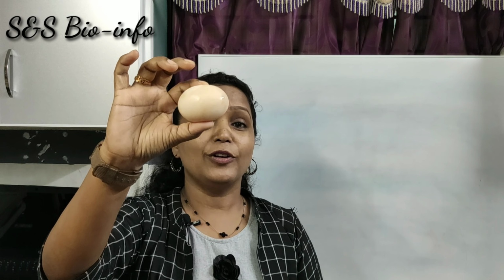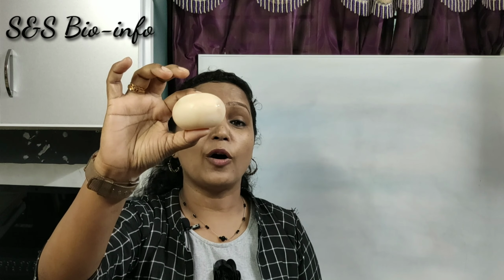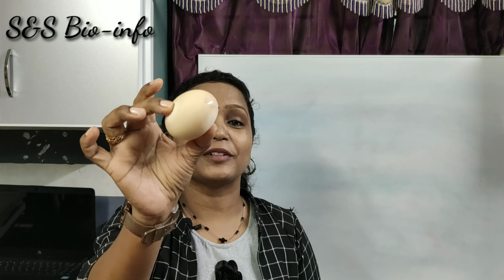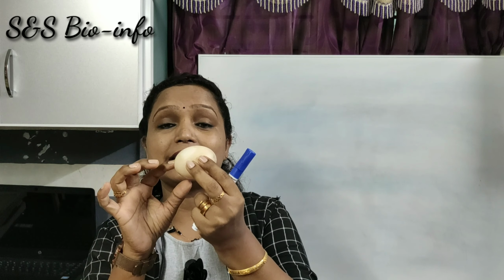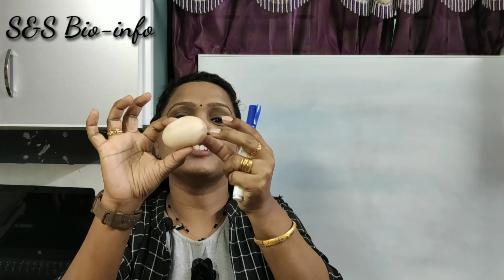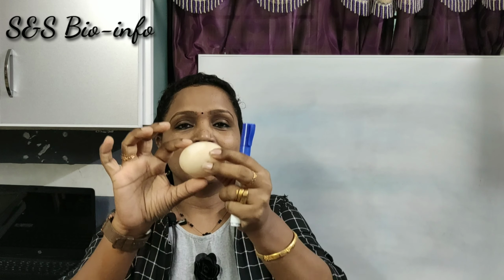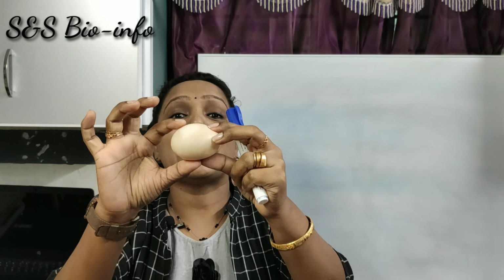Then have you seen a soft egg like this? You look at this, you can see how soft it is. Do you want to know how I made this soft egg? I kept the egg in vinegar or acetic acid for 2 days. After 2 days, the outer hard shell of the egg dissolved in acetic acid so that I got the soft egg. The soft egg membrane can act as a semi-permeable membrane.